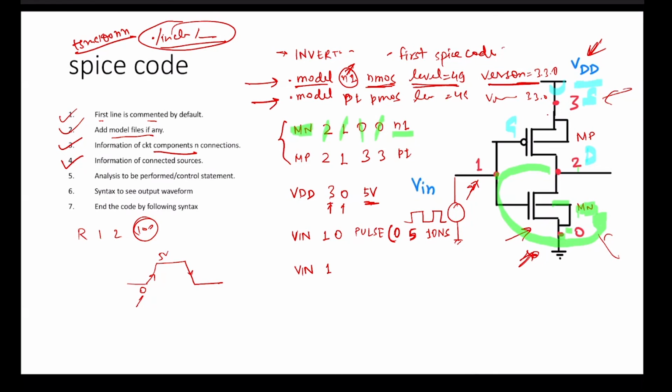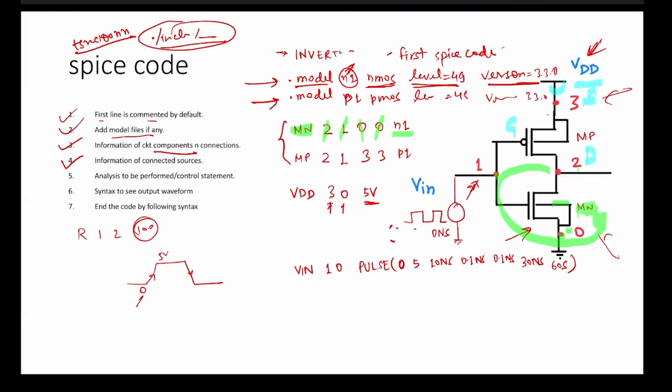I'm repeating it. V in, connected between 1 and 0. Type is pulse. Initial value 0, 5 volt. Delay is 10 nanosecond, and then rise time is say 0.1 nanosecond, and the fall time is also say 0.1 nanosecond. Okay, and then the width, the on time, we'll give it a little higher, say 30 nanosecond, and the complete time period I will give say 60. These can be different also. So this is the complete syntax for pulse writing. So I will remove this line to avoid any confusion. Okay, so we are done.